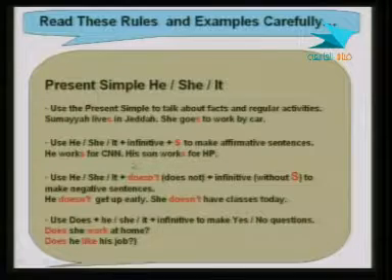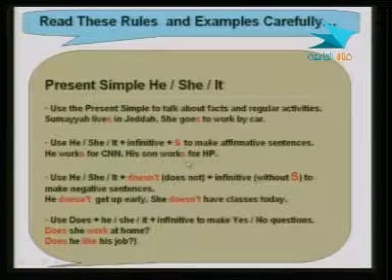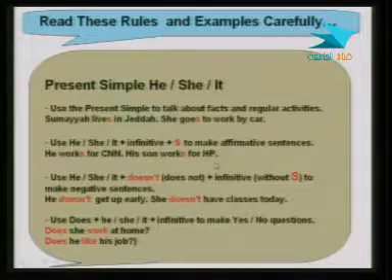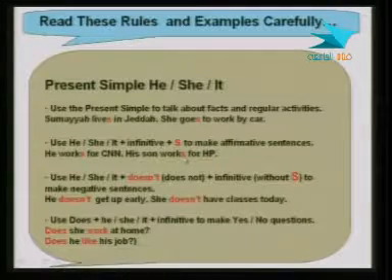All right. Second sentence, or the second example: his son works for HP. His son works for HP. Notice here also we added the s.